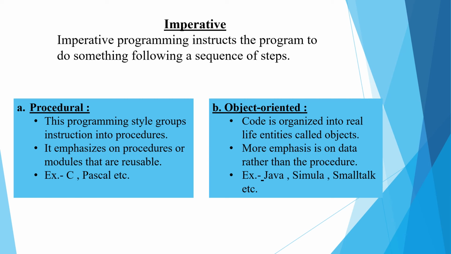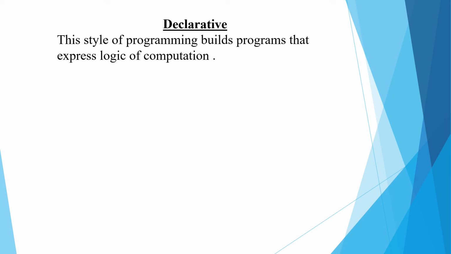So the state of an object is modified only by the code that is part of that particular object. The examples are the Java programming language, Simula, Smalltalk, etc. Now the second type of programming paradigm is the declarative type. This type of programming builds the program to express the logic of the computation without talking about its control flow. So here logic is very important.